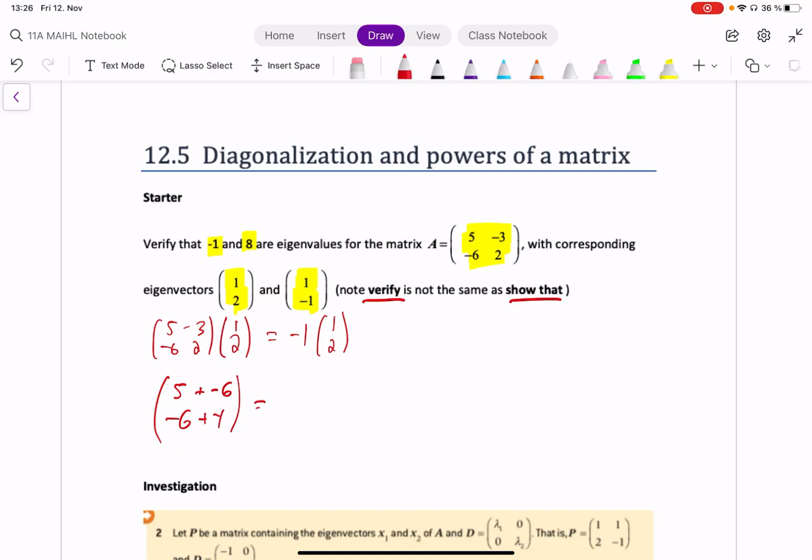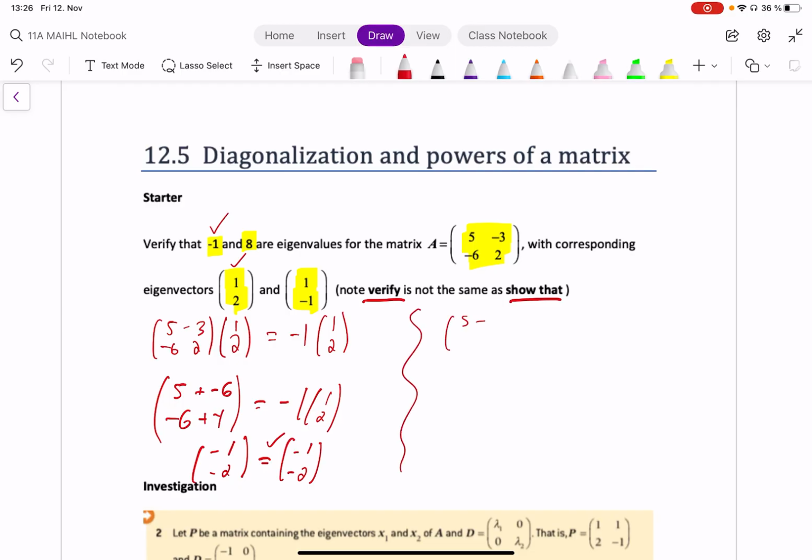And so we want to see, does that actually indeed equal -1 times the vector (1, 2)? And so combining those, we see we get (-1, -2), which is the same as this vector. If I distribute that -1, it is (-1, -2). So it works for that one. So what we verified in this first part is that with an eigenvalue of -1, you have an eigenvector of (1, 2).